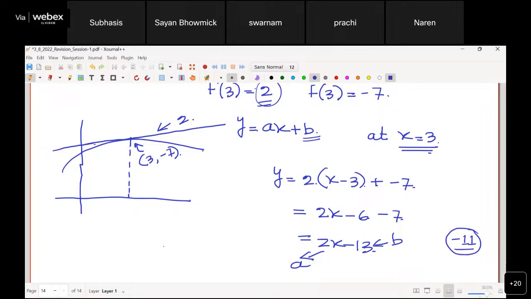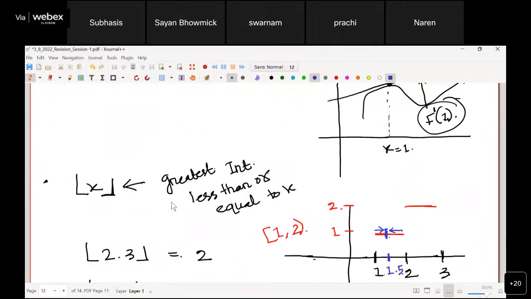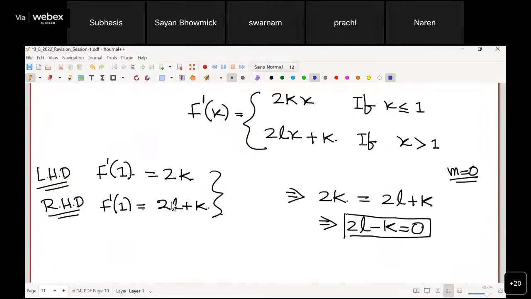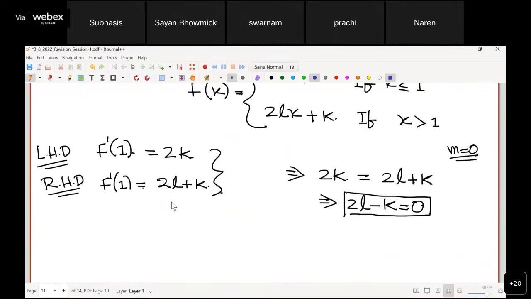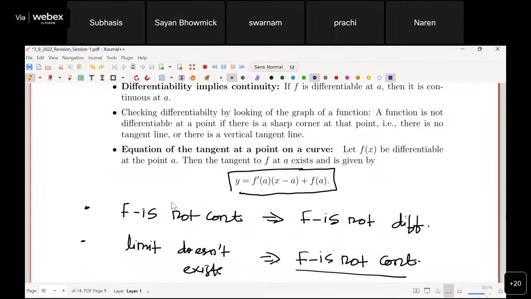Sir, I have a question. In the tangent formula, you have to take minus f of a, no, sir? No, this is f of a. Plus of -7, it should be minus of -7, no, sir? No, this is the formula. You don't have to remember any formula here. Yes, sir, I made a mistake, sir.